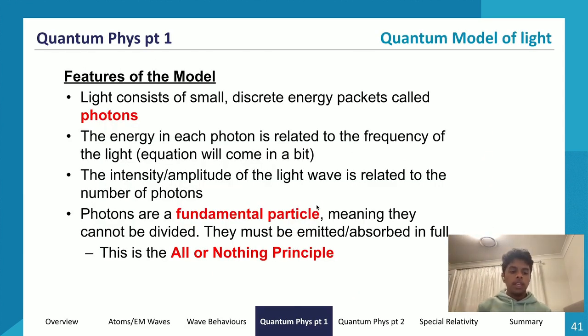But now we have moved on from even the wave model of light to the quantum model of light, which was made by Einstein. So what are the features of the quantum model of light? Well, it states that light consists of small discrete energy packets called photons. So we're now back to this idea of light being made up of small things called photons. If you see over here, photons are in red. You should be able to define what a photon is. Photons are small discrete energy packets, as per this dot point, and you should at least understand the concept of a photon.